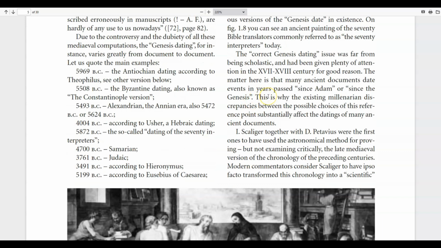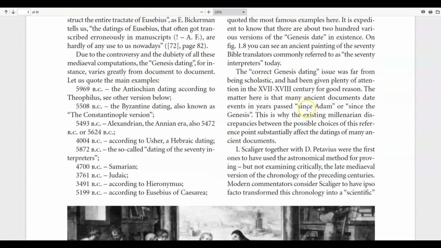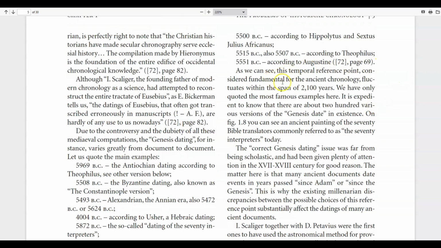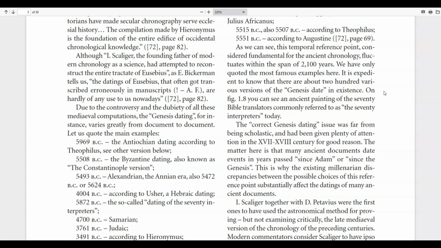The Antiochian dating is 5969 BC. Theophilus is 5508 BC, which is the Byzantine dating system. The Constantinople version, 5493 BC. Then we've got 4004, 5872, and so on. And it says, as we can see, this temporal reference point, considered fundamental for the ancient chronology, fluctuates within the span of 2,100 years. We have only quoted the most famous examples here. It is expedient to know that there are about 200 various versions of the Genesis date in existence.